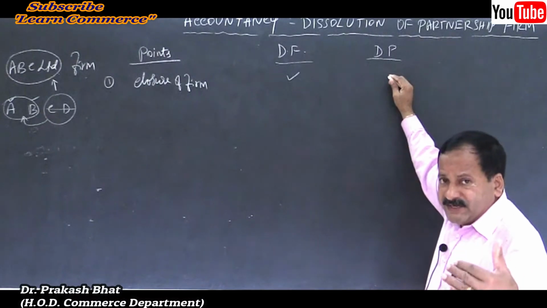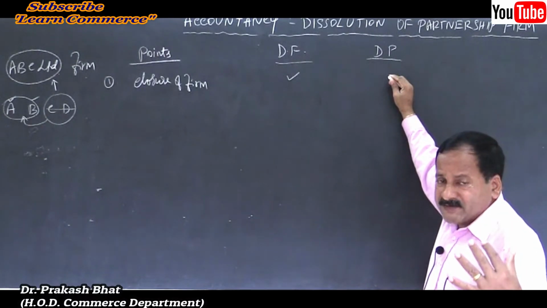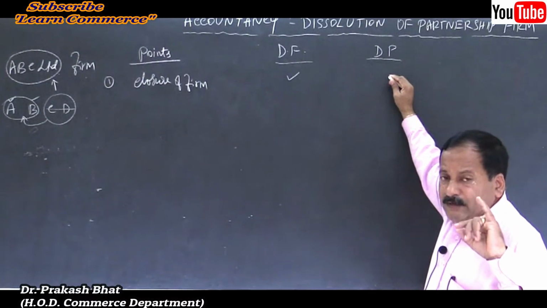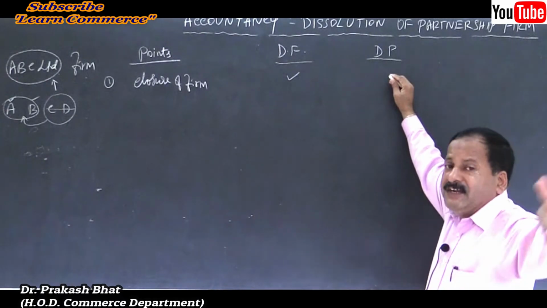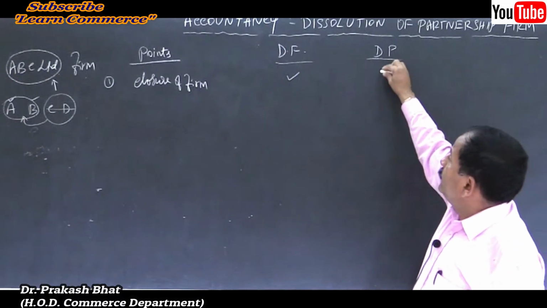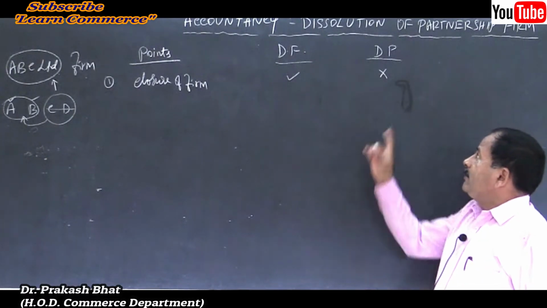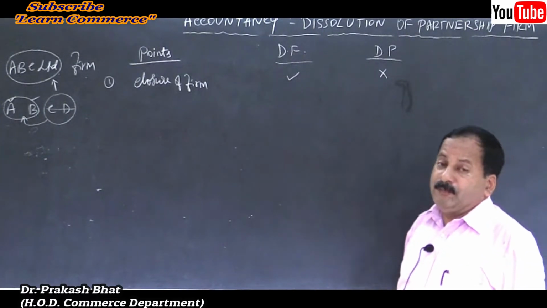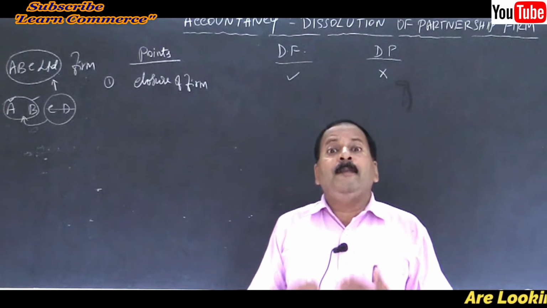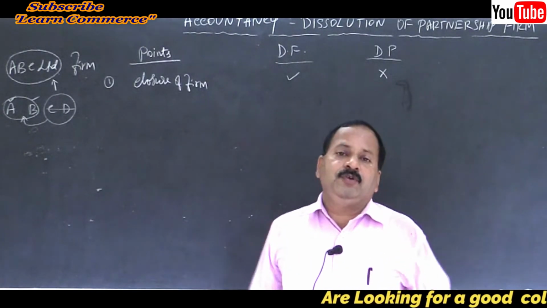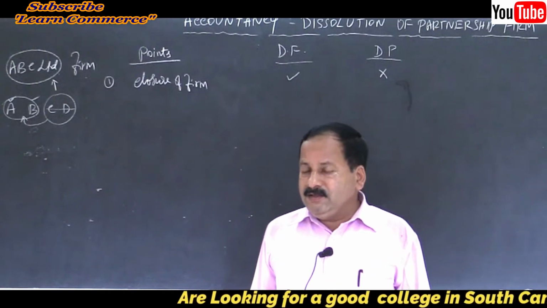The firm will continue, isn't it? As long as the minimum number of partners are there in the business, the business of the firm gets continued. So the firm will not come to an end. Closure of the firm will not take place in case of dissolution of partnership unless all the partners decide to go out. Clear? Yes.